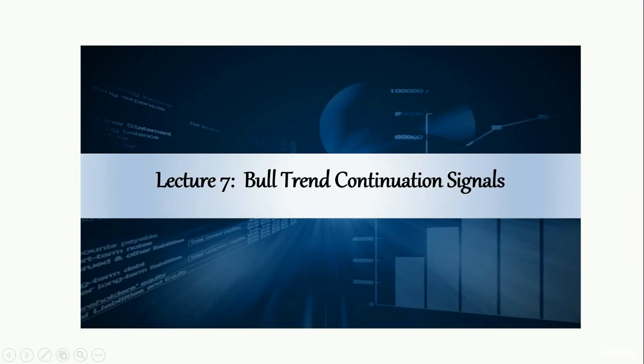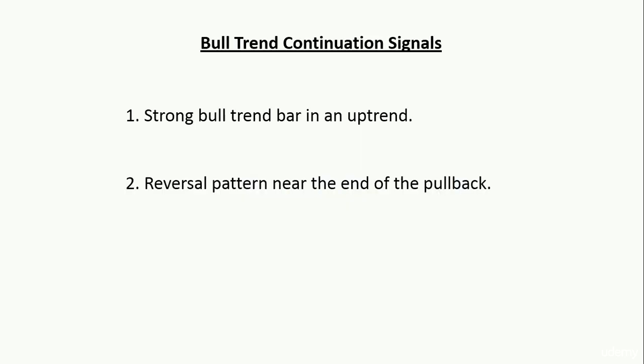Lecture 7. Bull Trend Continuation Signals. In this lecture, you will learn about how bull trend bars can be signals for bull trend continuation. A bull trend continuation signal usually comes either as a strong bull trend bar in the direction of the ongoing trend or a reversal pattern near the end of the pullback, signaling that the price is ready to resume its uptrend. Both of these two cases will be discussed in this lecture through several examples.